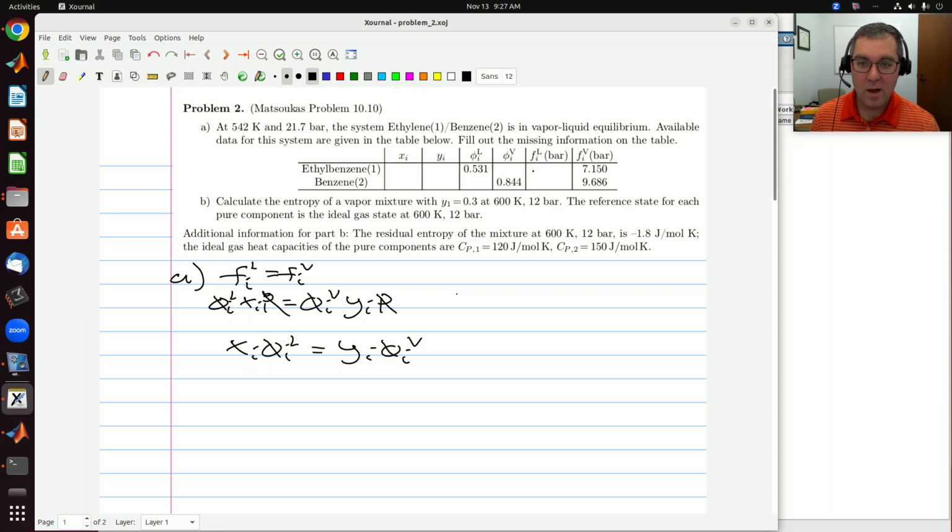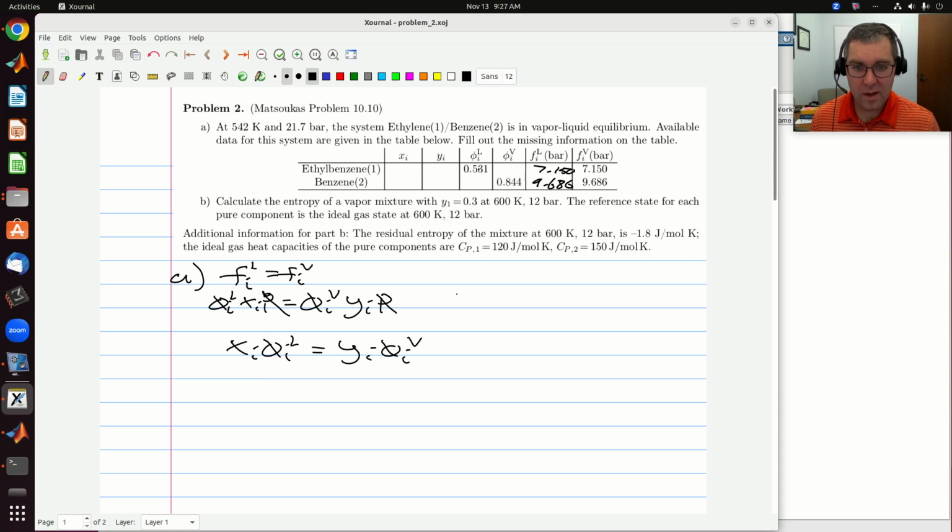Namely, I know the fugacity of component 1 in the liquid is equal to the fugacity of component 1 in the vapor, so this is just going to be 7.150, and this will be 9.686. So just by applying my iso-fugacity equations, since I know the fugacity of each component in the vapor, I know the fugacity of each component in the liquid. Okay, cool.